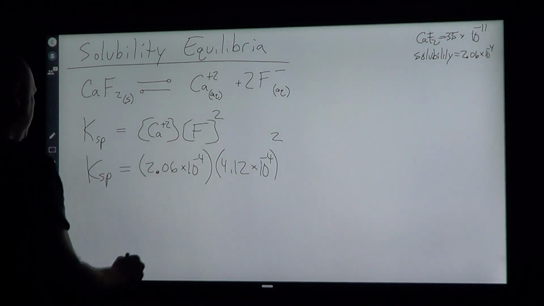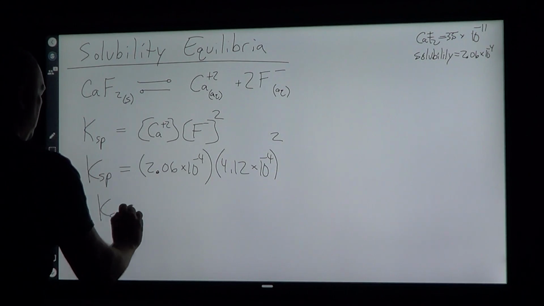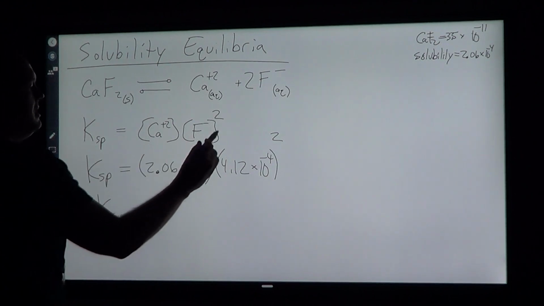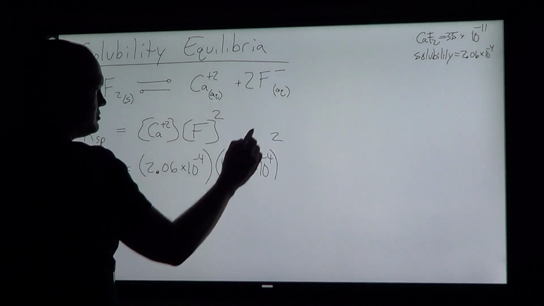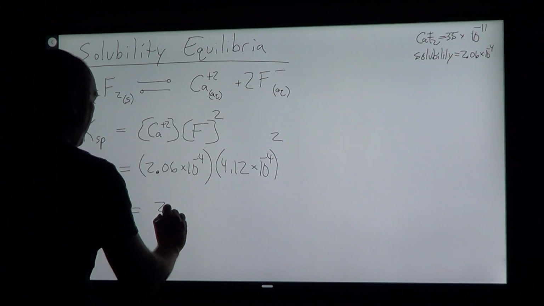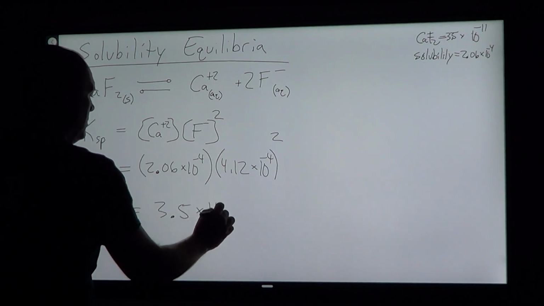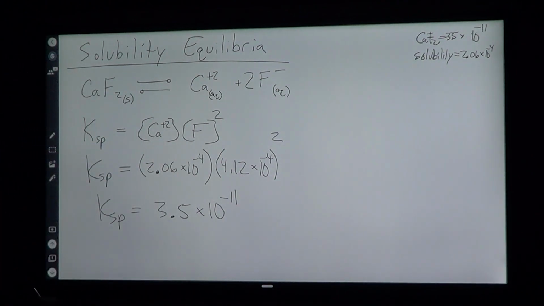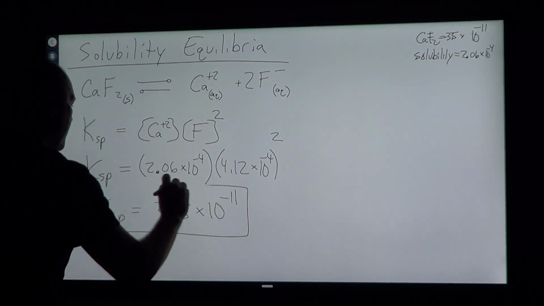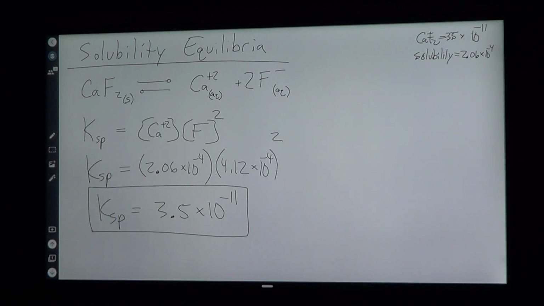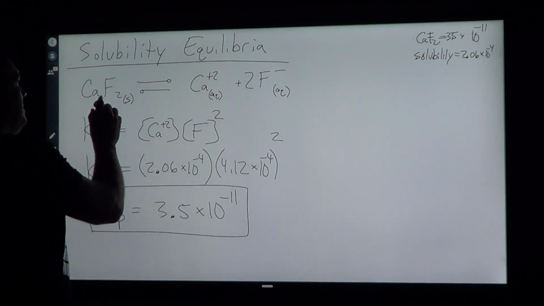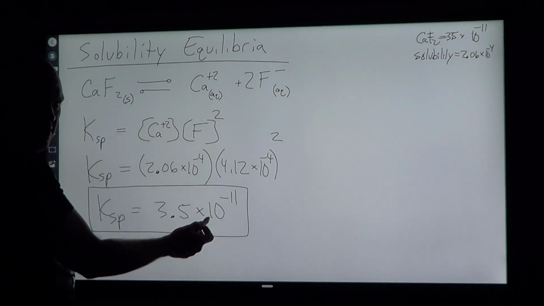And if we do this, you should get 2.06 times 10 to the minus 4 times 4.12 times 10 to the minus 4 squared. Your calculator should spit out 3.5 times 10 to the minus 11. And again, that is a K. I don't need you to know the units, just that that is the number. Which means calcium fluoride does not want to dissolve in water very much.